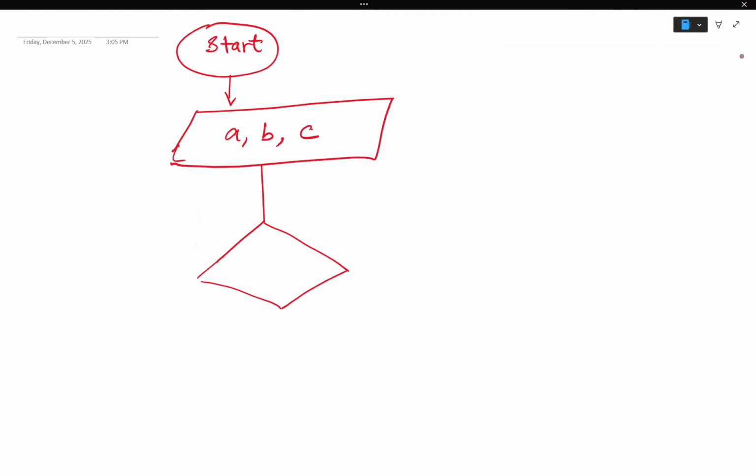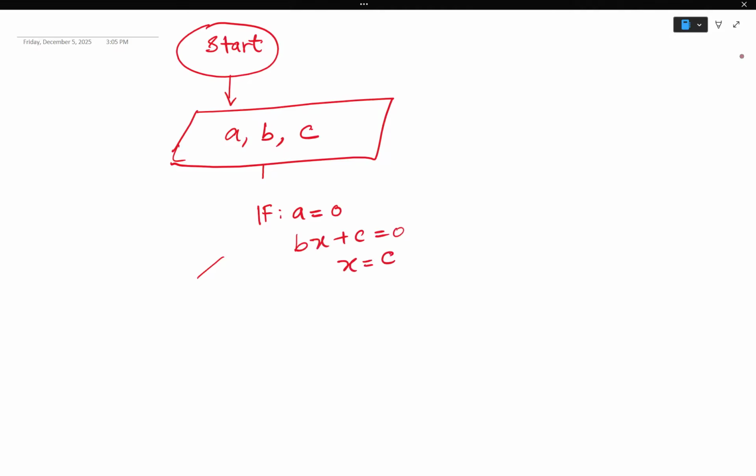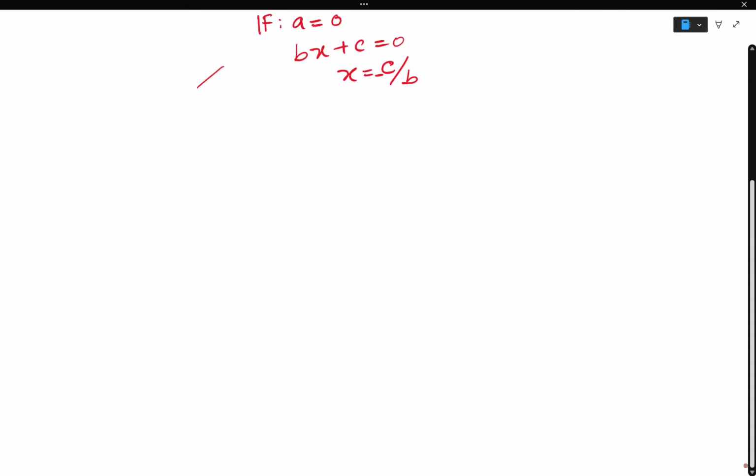Okay, well, I must have some process over here. So after reading, if A is equal to 0, then what's going to be the equation? The equation will be bx plus c equal to 0. And then the solution will be c divided by b with the negative sign, right?